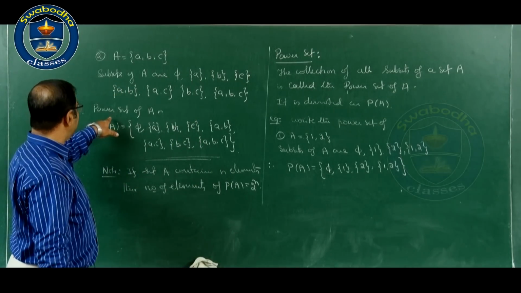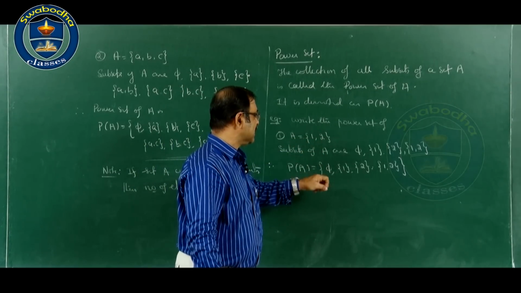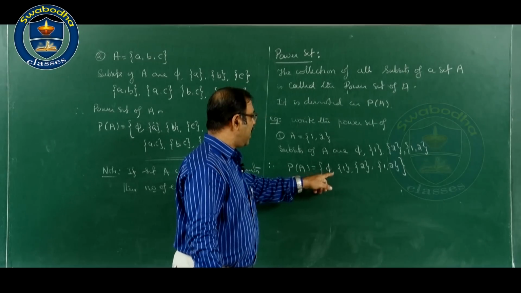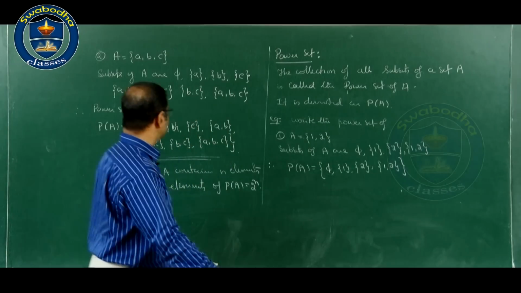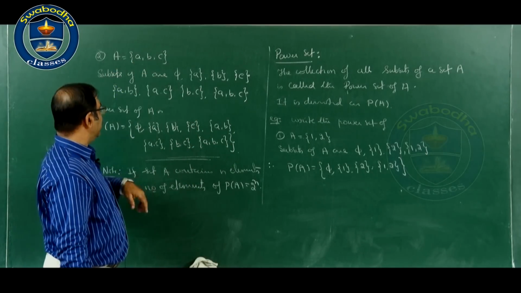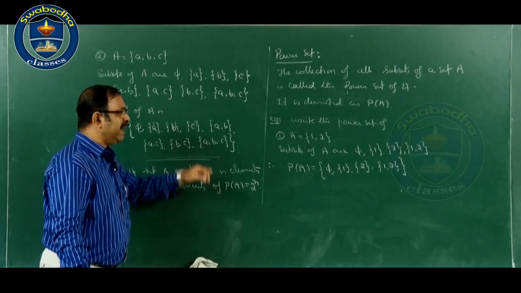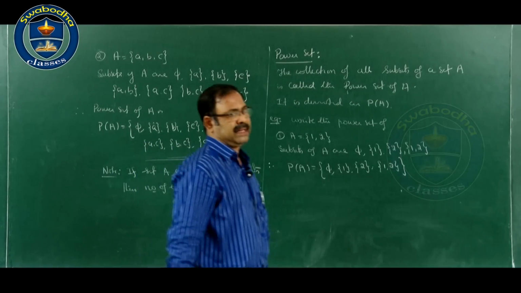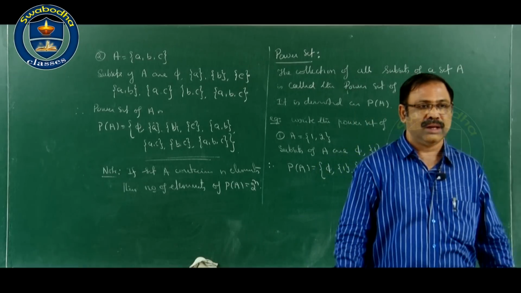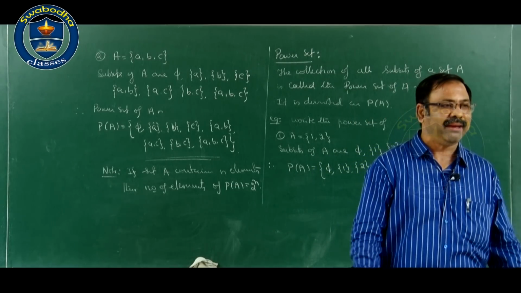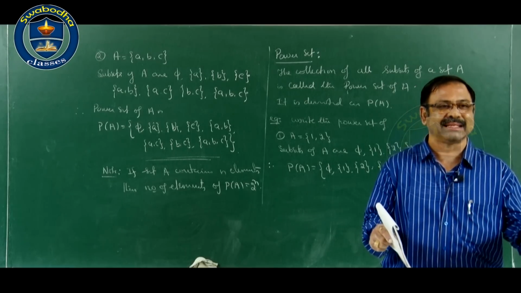Look, now write. In the previous case, how many elements are there? 1, 2. 2 elements are there. In the power set of A, how many elements are there? 1, 2, 3, 4. 2 squared, 4. Now here 3 elements are there. In the power set, 1, 2, 3, 4, 5, 6, 7, 8. So 2 cubed elements are there. Therefore, if set A contains n elements, what is the number of elements of P of A? 2 power n. So have you followed this subset and power set?